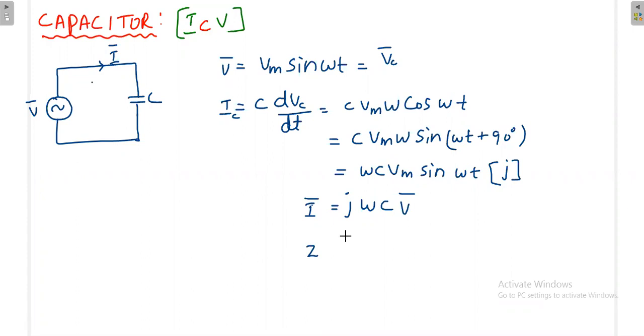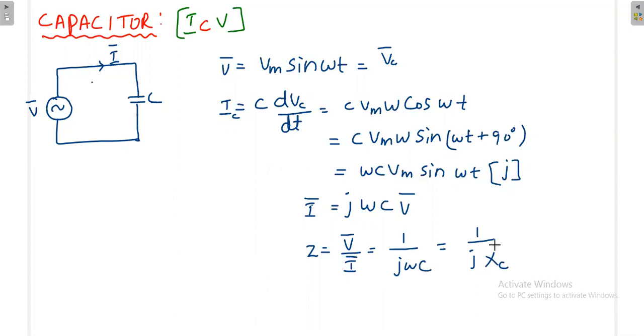Whenever Z is there, Z is equal to V bar divided by I bar, whether it may be resistance, capacitance or inductance. Impedance always means voltage divided by current. Once you write voltage divided by current, you will get 1 divided by j omega C. I can write this as 1 divided by j Xc.